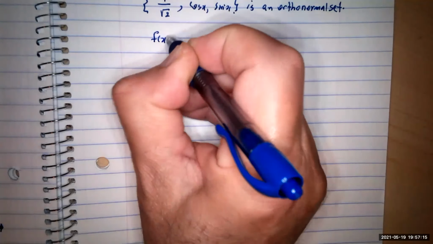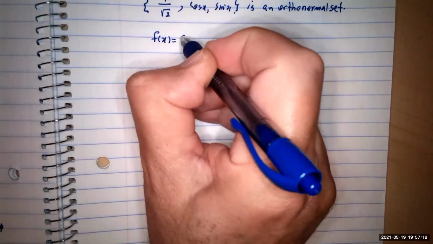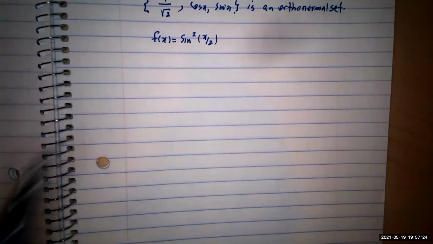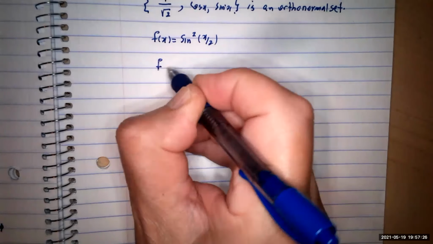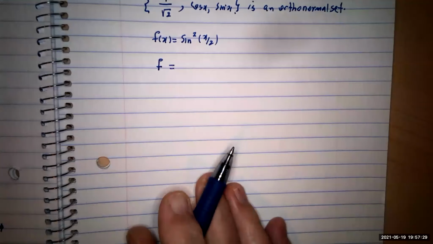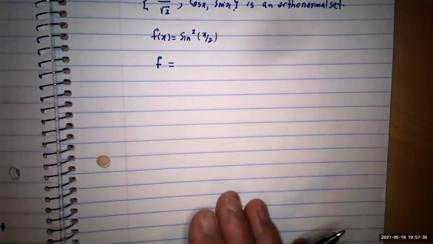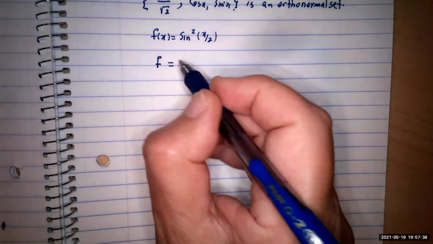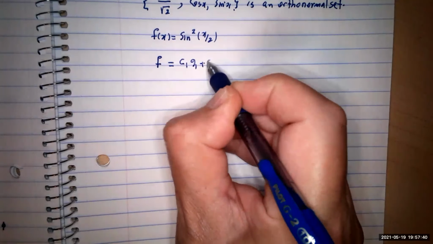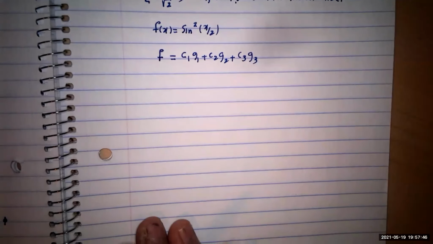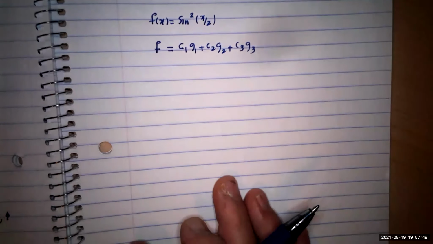Now they ask you to find, so we have a function, f of x equal to what? f of x equal to the sine square of x half. And you want to write it down as a linear combination. So f of x is going to be equal to c1 g1 plus c2 g2 plus c3 g3. And we know these coefficients that you're going to find.